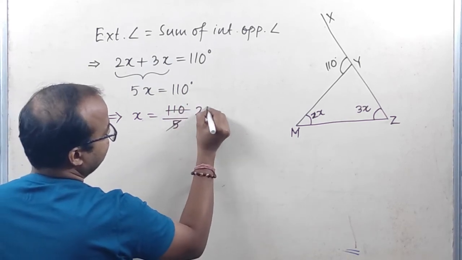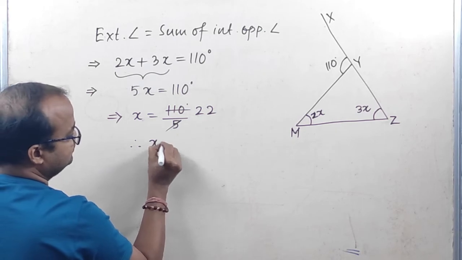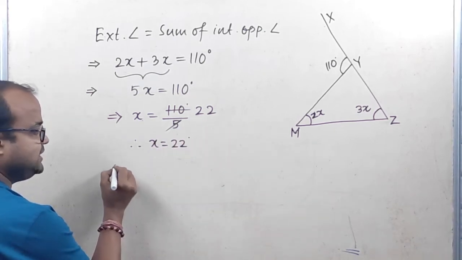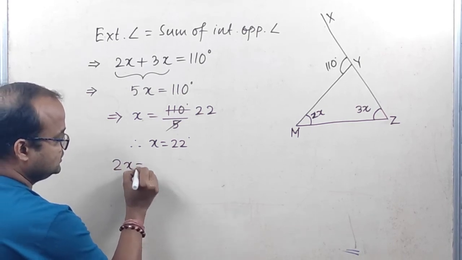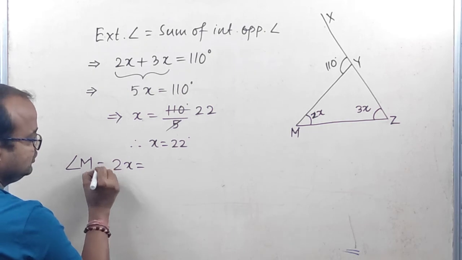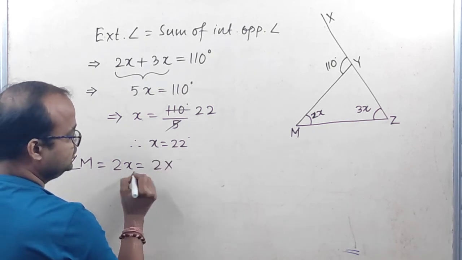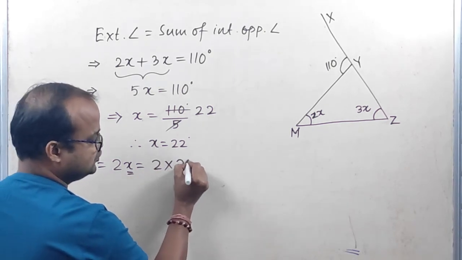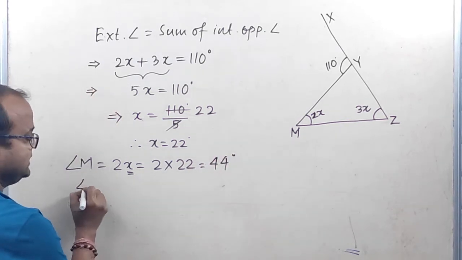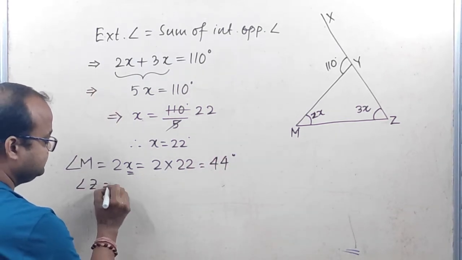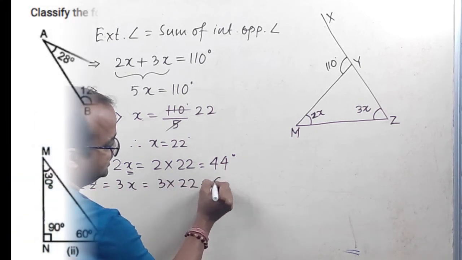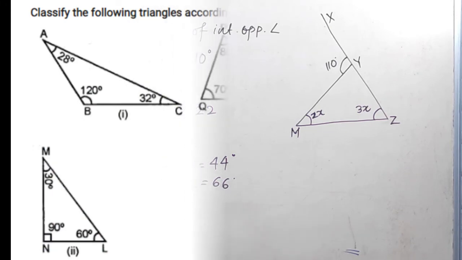5 twos are 10, 5 twos are 10. Therefore x equals 22 degrees. Now we need to find 2x and 3x. Therefore 2x, that means angle M equals 2x. Substituting the value of x as 22, that is 44 degrees, and angle Z equals 3x, that means 3 into 22 equals 66 degrees.